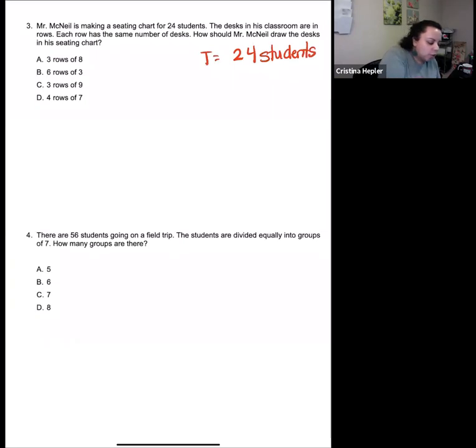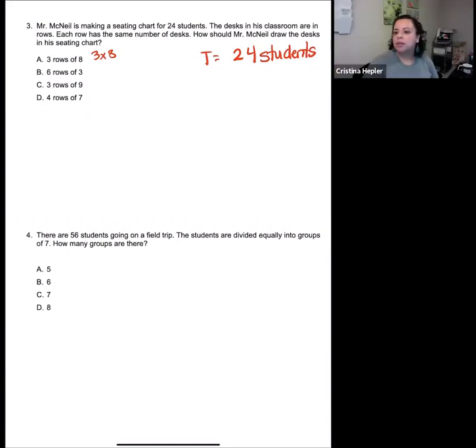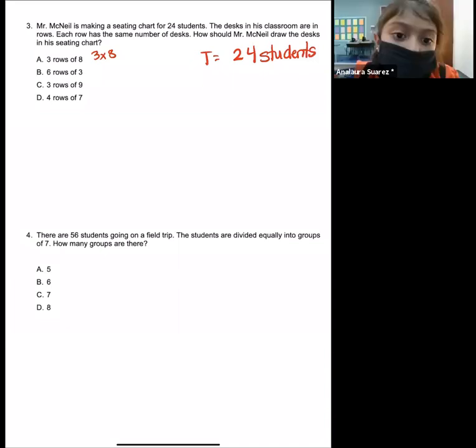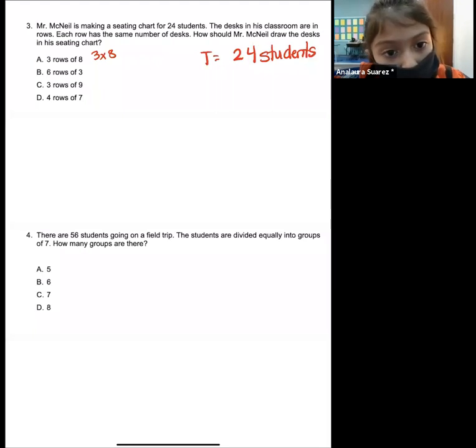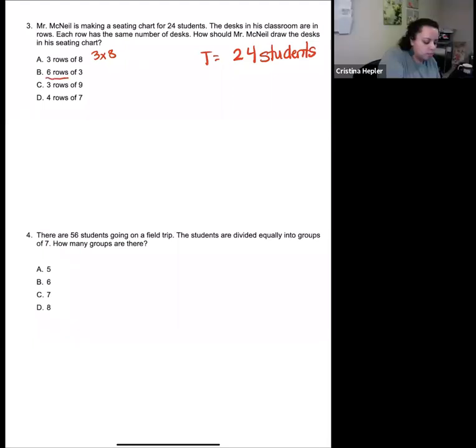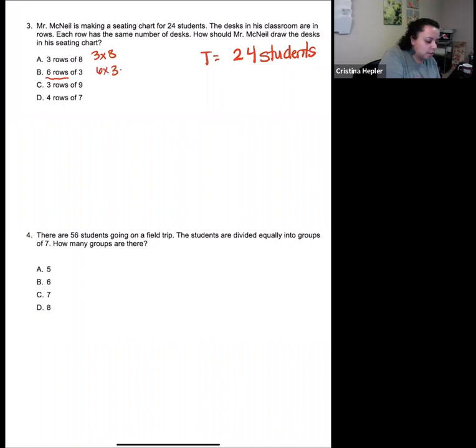So I can think of 3 rows of 8 as 3 times 8. What can I think of for 6 rows of 3? What's the multiplication equation I can think of, Ana Laura? 6 rows of 3. How do I show that with a multiplication equation? Rows go first. 6 times 3. Yes, 6 times 3. What about 3 rows of 9, Layla?